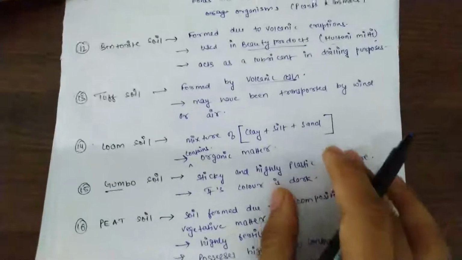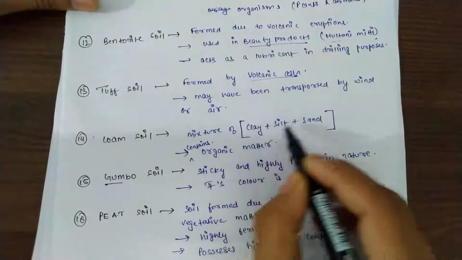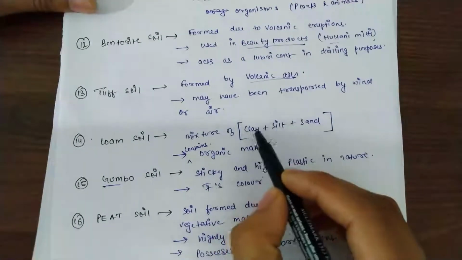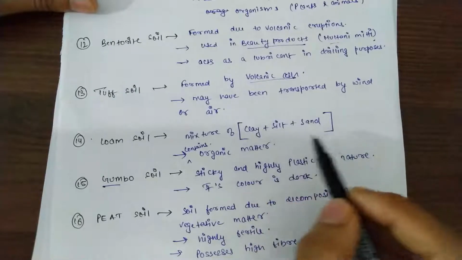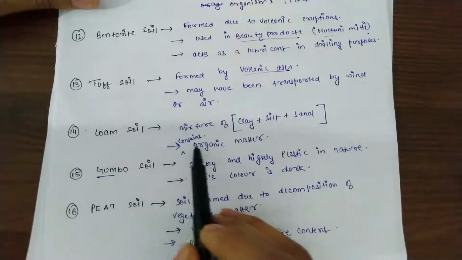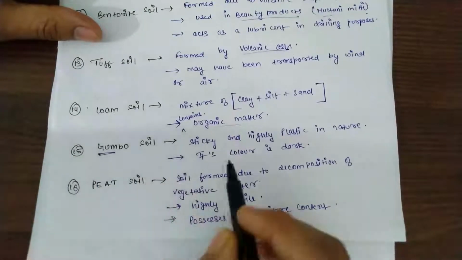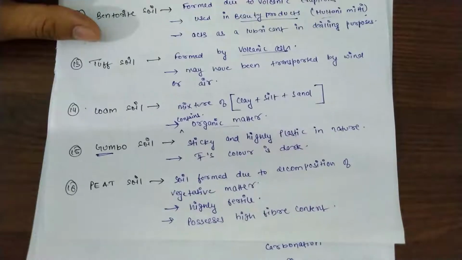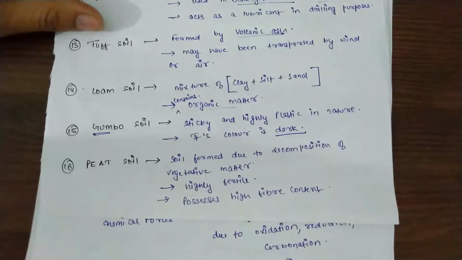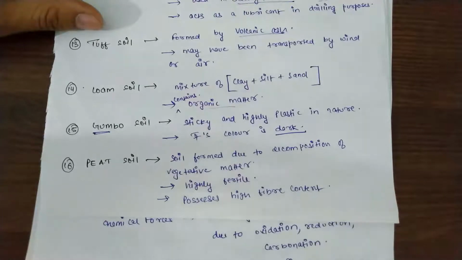Then comes loam soil. It is a mixture of clay, silt and sand. Clay, silt and sand are categorization of soil on the basis of their sizes. The smallest one is clay, then silt, then sand and gravel. We will be dealing with them in the upcoming chapters. This soil also contains organic matter. Then there is gumbo soil. As the name suggests, it is sticky and highly plastic in nature, and it is of dark color. Then there is peat. This is formed due to decomposition of vegetative matter, and due to this it is very fertile and it possesses high fiber content.